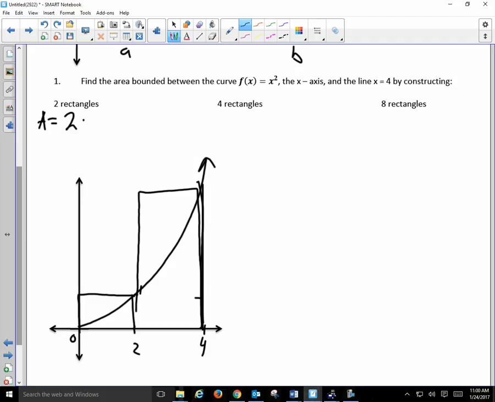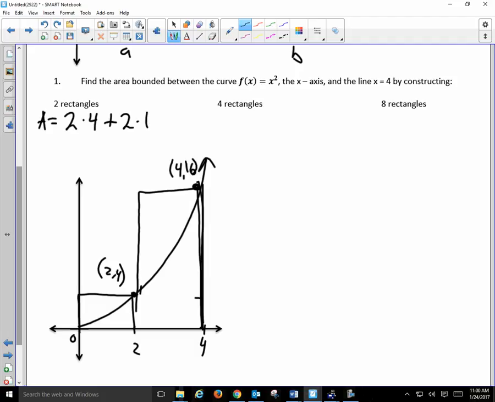How do you get 4? Take the 2 and square it. So you plug it into the function in order to get the height. This has a coordinate of 2, 4. So 2 times 4 plus 2 times, this has a coordinate of 4, 16.